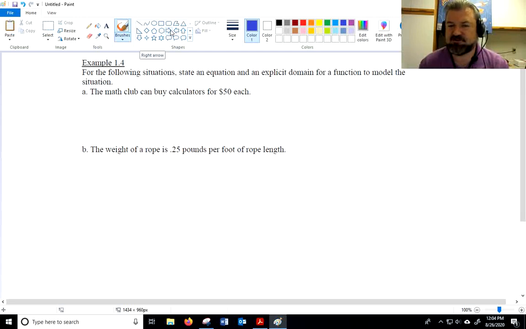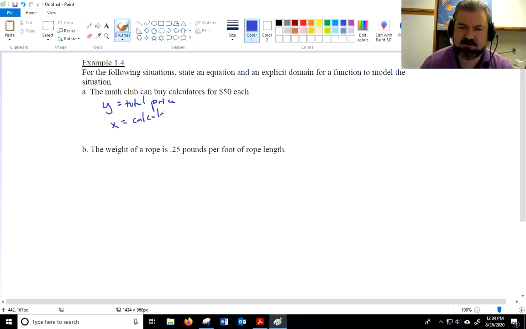So for the following situations, we're going to state an equation and an explicit domain for the function to model the situation. The math club can buy calculators for $50 each. So let's say y is going to represent the total price, and x is going to represent the calculators. We're going to work a lot in this unit on modeling situations like this, but we'll do it in a whole big lesson. So don't worry too much about it. I want you thinking about how the domain being restricted explicitly makes this more meaningful.